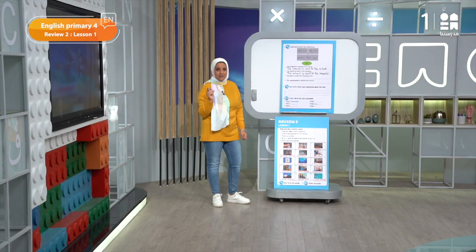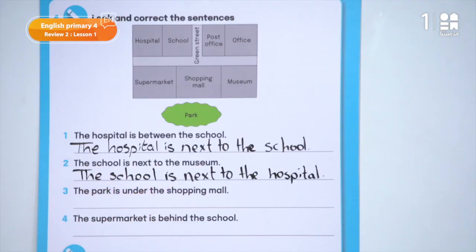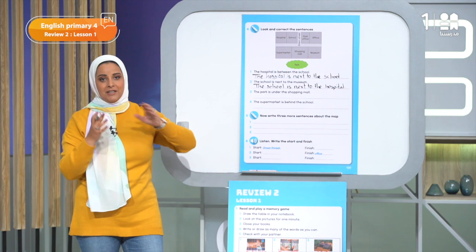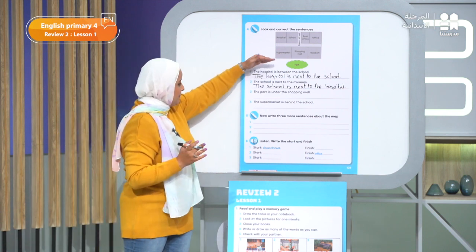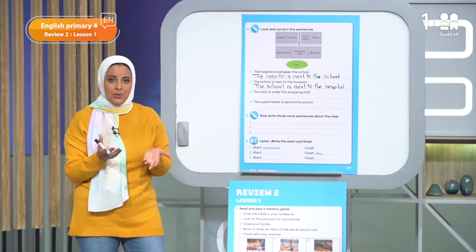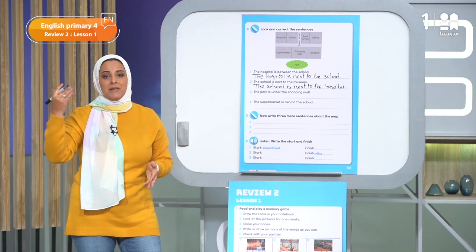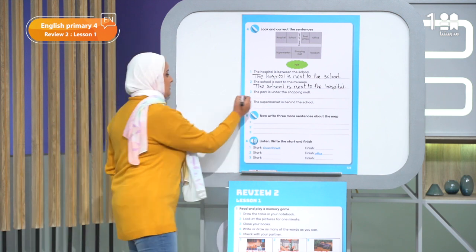Number 3 says the park is under the shopping mall. مفيش حاجة اسمها under، يعني هتكون under زي shopping mall. So let's look at the map. The park is whether it's opposite to or opposite the shopping mall or behind the shopping mall. So which one do you think? Let's say it's behind the shopping mall. So number 3 will be the park.